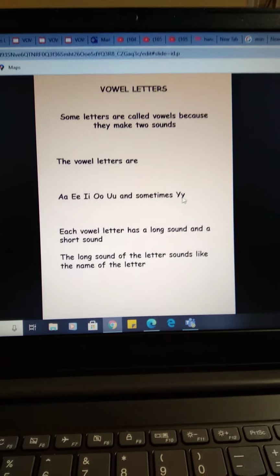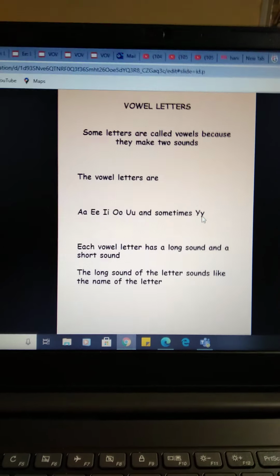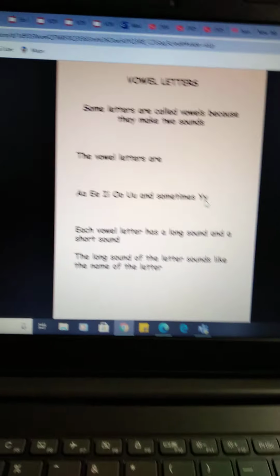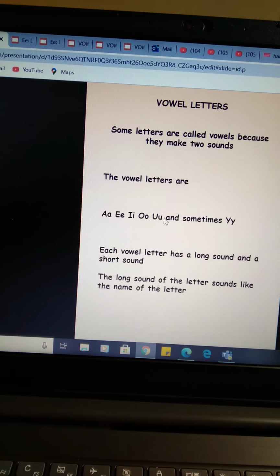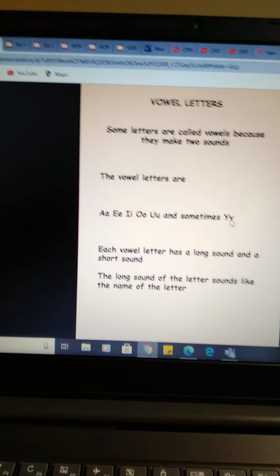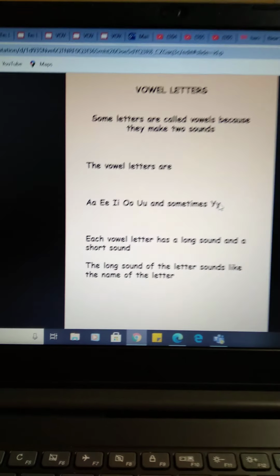In addition to the sound that it makes as a consonant. So the vowel letters are A, E, I, O, U, sometimes Y. Later on, I will go into explaining why Y is sometimes a vowel, but that is for later.